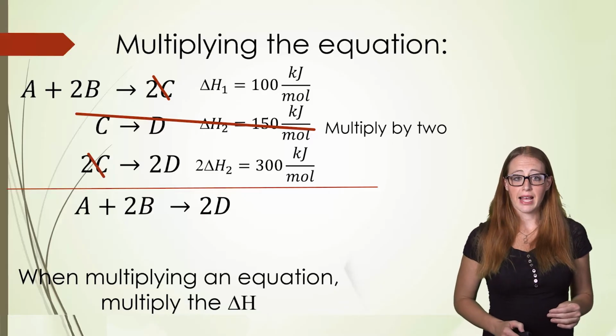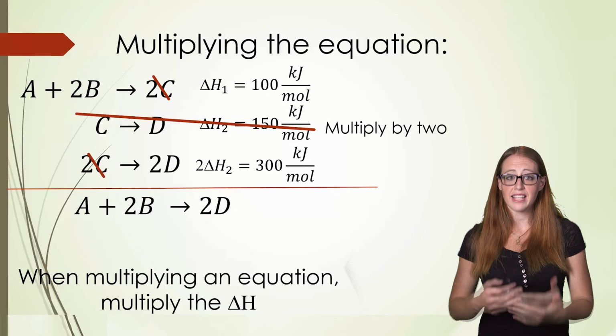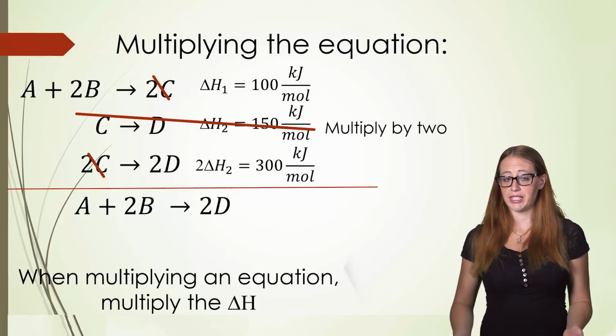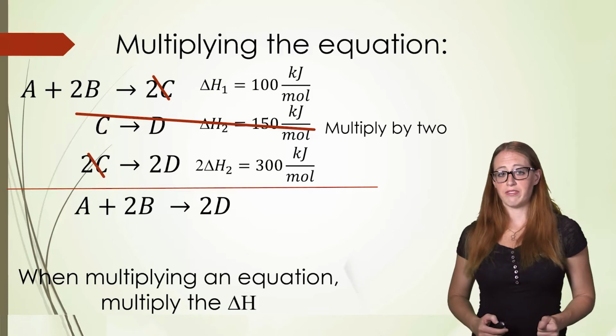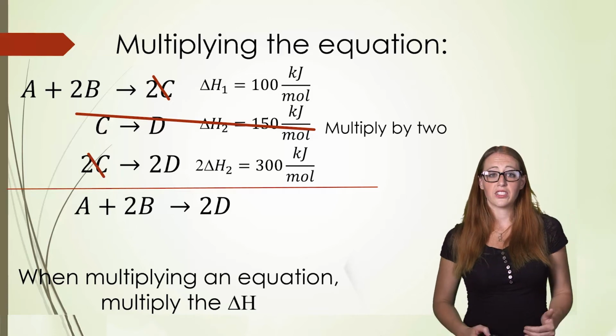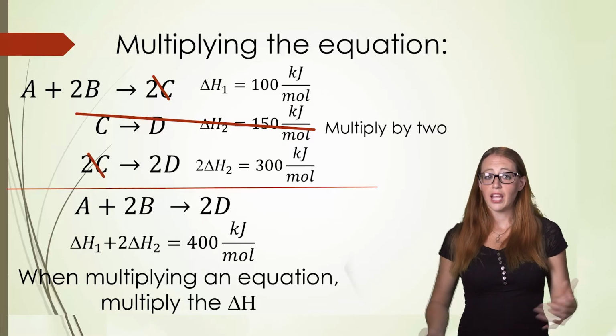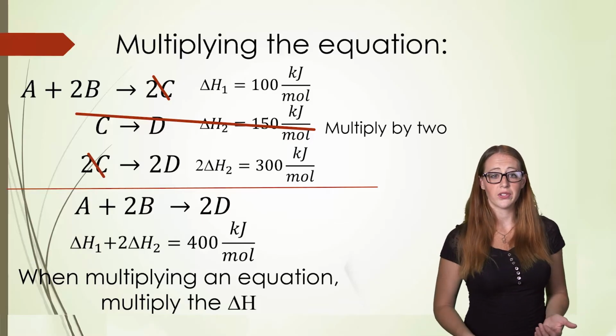Once we make it to this step, you'll see that we're back to exactly what we did on the last slide, where we have A plus 2B goes to 2D. As with our final reaction, we add our delta H's. So now we simply add up our 100 and our 300 to get 400 kilojoules per mole.